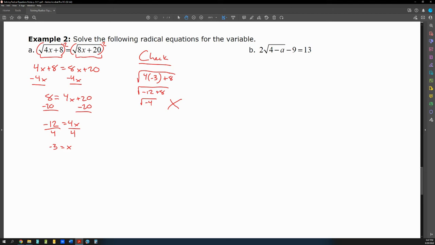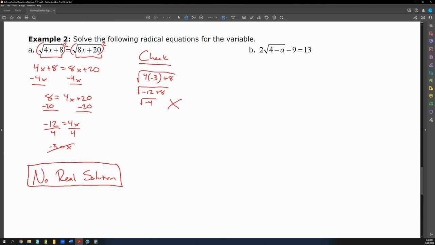So because this causes the radicand to be negative, we have to eliminate this solution. It's not a real solution. This is an extraneous solution. So our answer to 2A is no real solution. And what that means is that the solution to this radical equation is a non-real solution or an imaginary solution. And we'll learn more about that in Algebra 2.